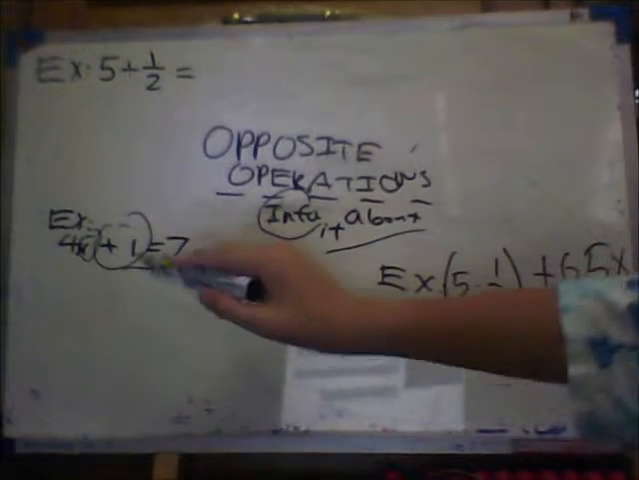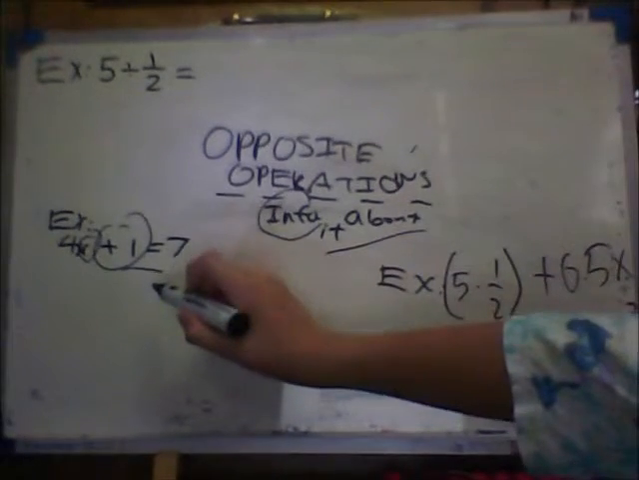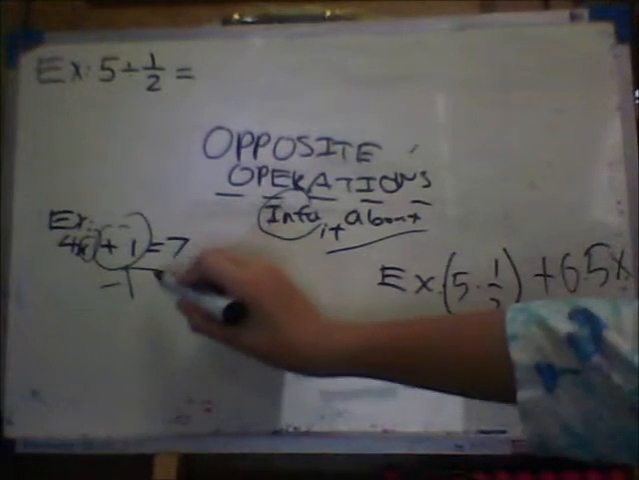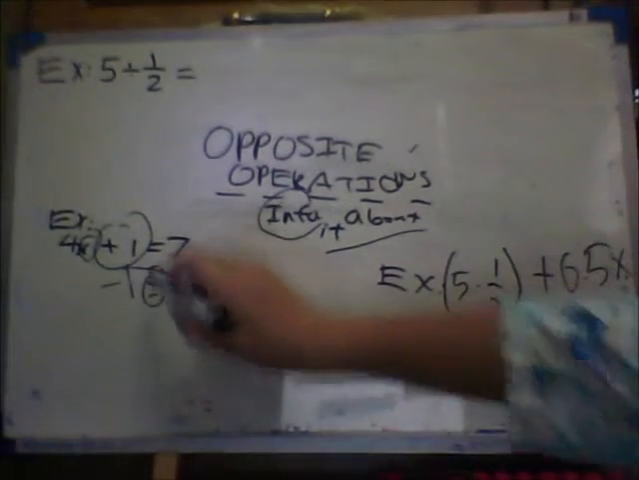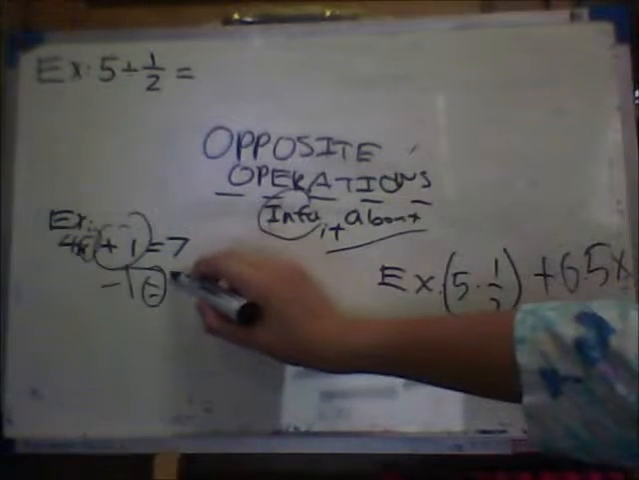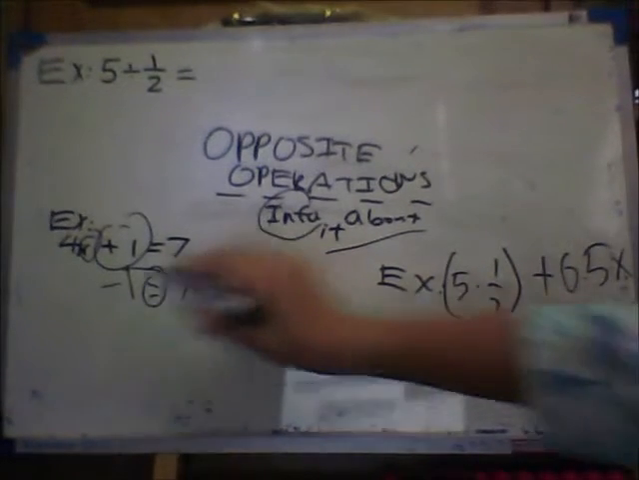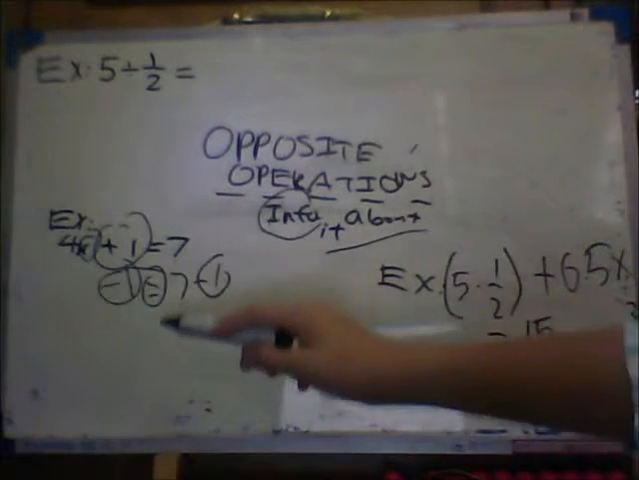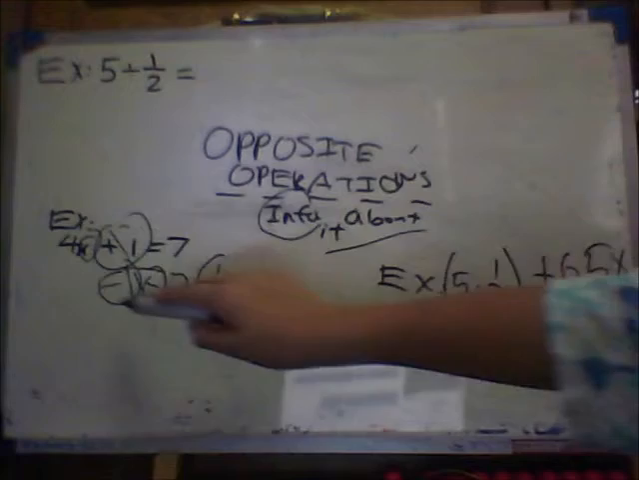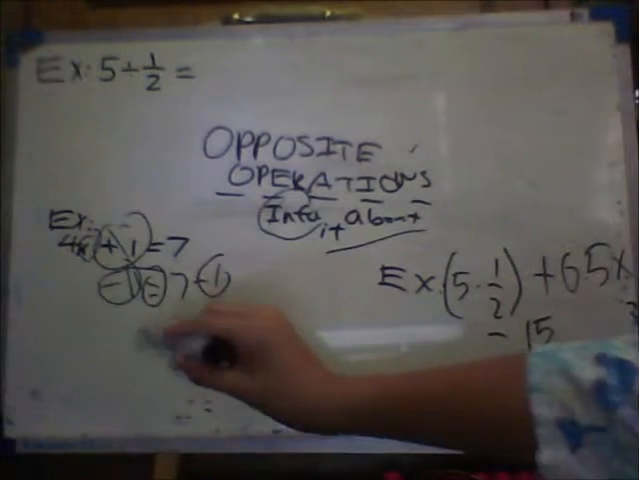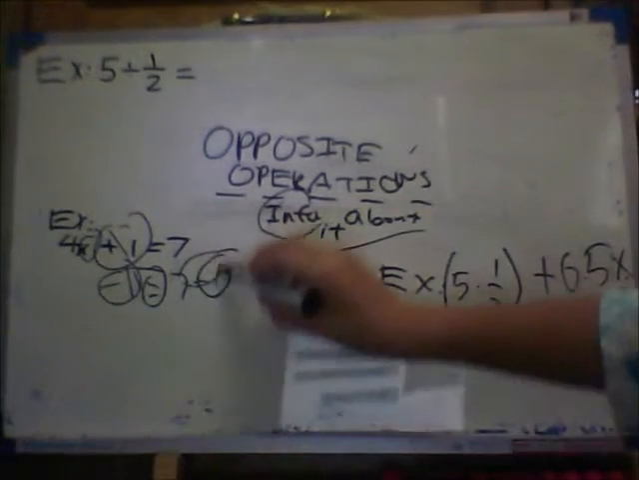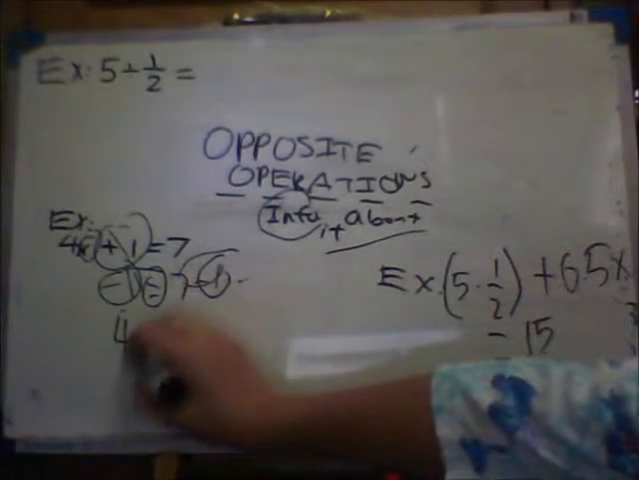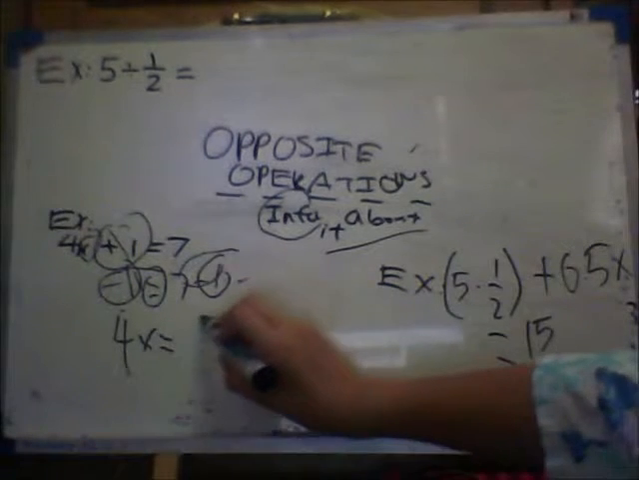It's plus 1. To get rid of it, do minus 1 because you want to take it away. But since there's an equal sign over here, you do it on both sides. So 7 minus 1 here and here. When you take away this 1, it cancels and becomes 0. So 4x, and 7 minus 1 equals 6. So it's 4x equals 6.